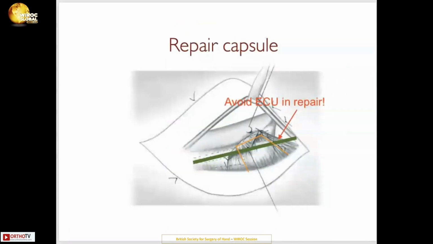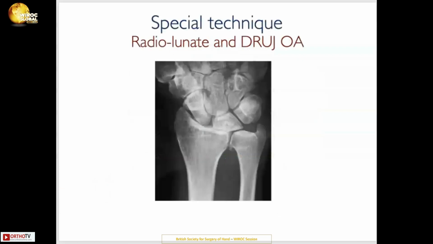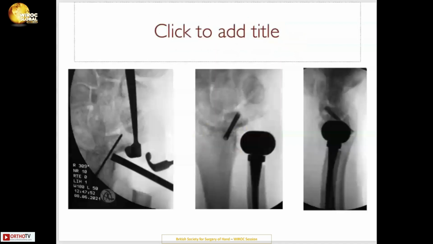When you repair it, it's easy to get ECU in the repair, so just be careful that ECU isn't caught up in your sutures. And there you are. Now, DRUJ arthritis, there's a special thing, it's not that uncommon actually, where you see radiolunate arthritis and ulnocarpal impaction and DRUJ arthritis all at the same time. And this isn't uncommon. And there's a really neat technique you can use.